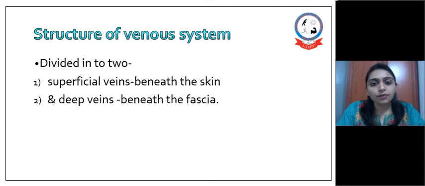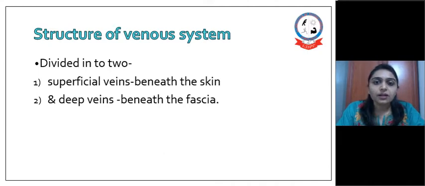The same way, the vein also has the same three layers, but the tunica media is somewhat thinner than that of the artery, as there is less muscle fiber. There are also changes in the tunica intima of the vein, which may form valves inside, which helps us to have a muscle pump physiology.